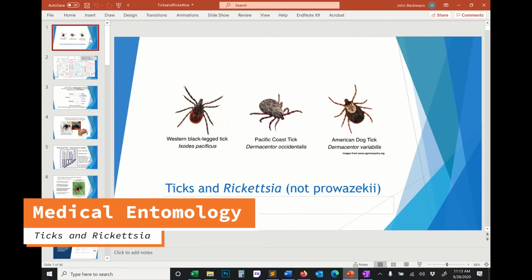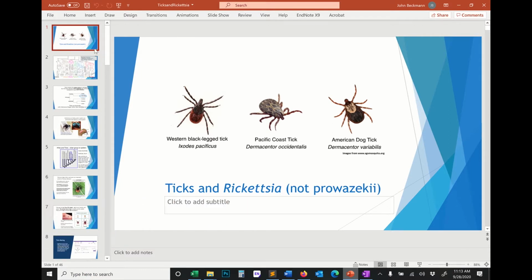Gotta get the momentum. Okay, today we're going to talk about ticks and Rickettsia. So, I'm an expert on Rickettsia. I'm so-so on ticks. So this is a fun lecture, at least for me, in the sense of the Rickettsia stuff.